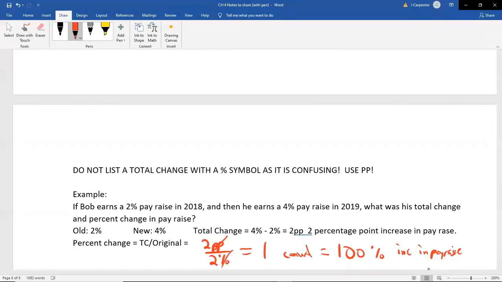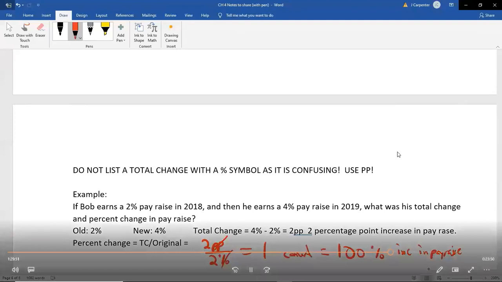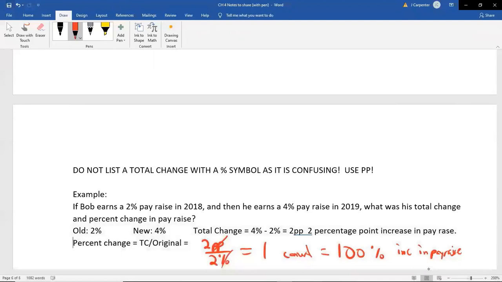So the total change was a 2% increase in pay raise, but we should say percentage points, because the percent change in this, the 2% versus the 4% pay raise, was a 100% increase in pay raise. Can you see how the media could misconstrue this? Oh, look at this company. They gave their employees a 100% increase in pay raise 1 year versus the next year. I mean, yeah, that's true. That's the percent change comparing the pay raises 1 year versus another.